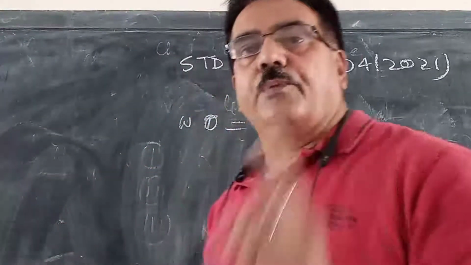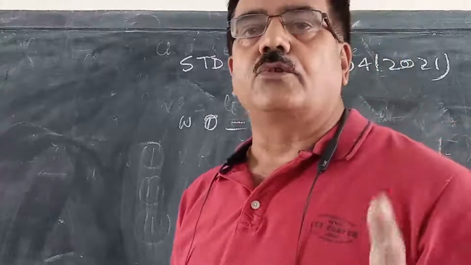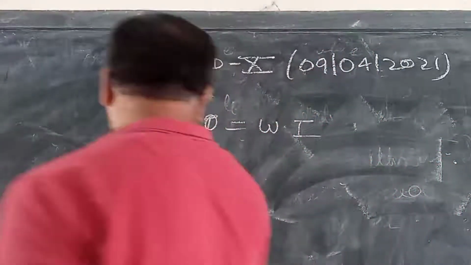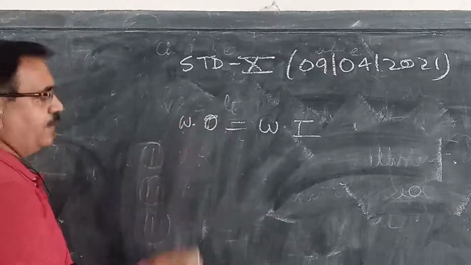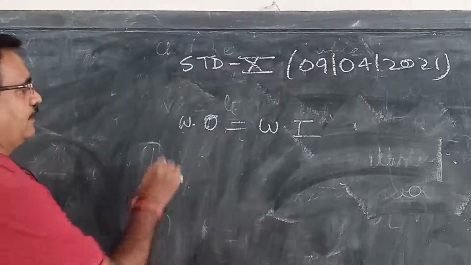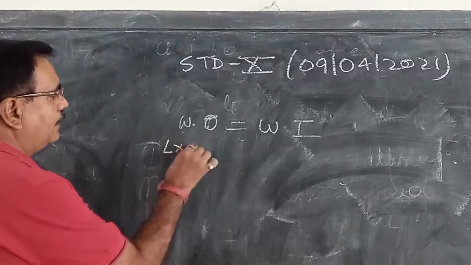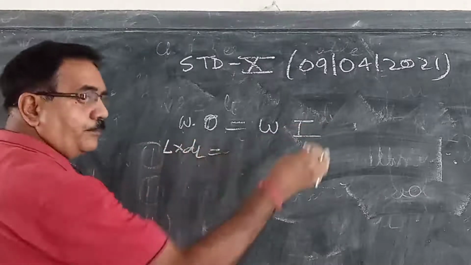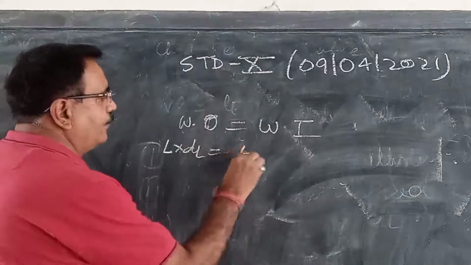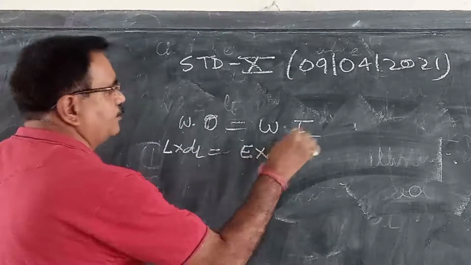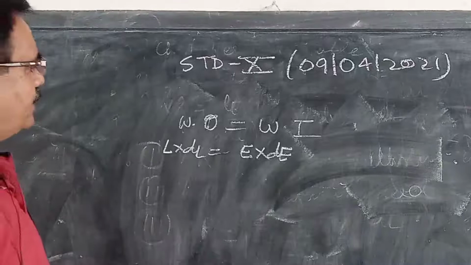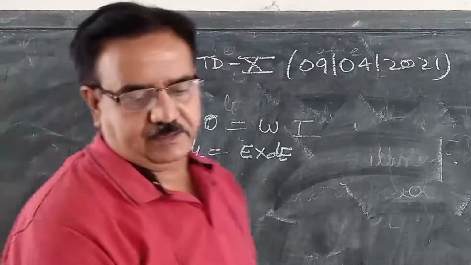And since the word is work, you know work is equal to force into displacement. The work output means work done by the machine, so L into dl. And work input, work done on the machine, means we are applying the effort and therefore due to this effort the distance moved, that is d. This is known as the principle of machine.